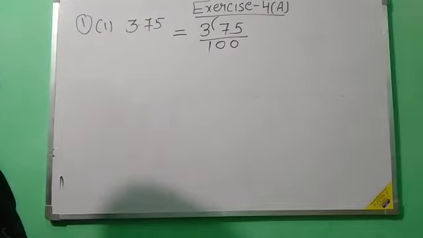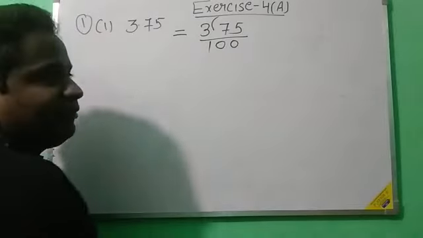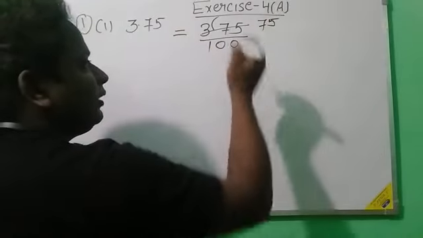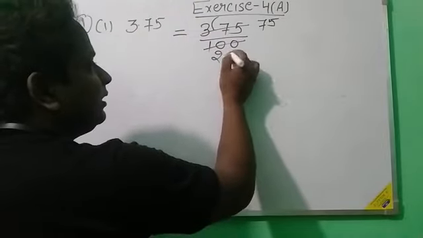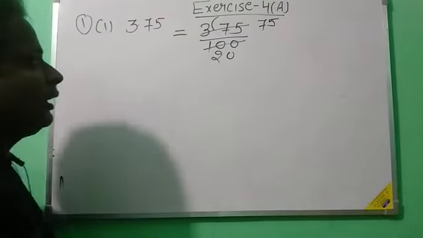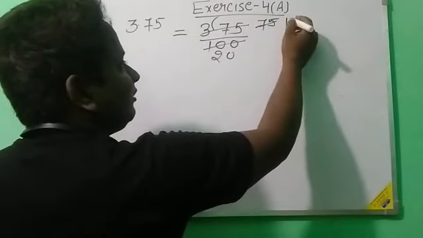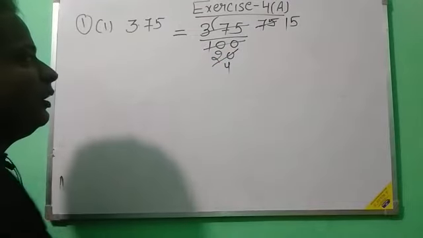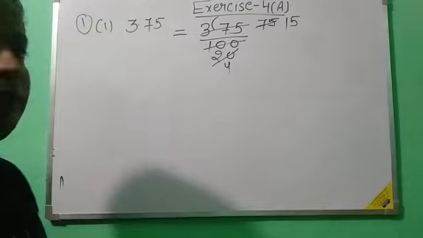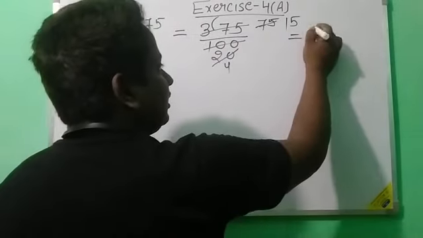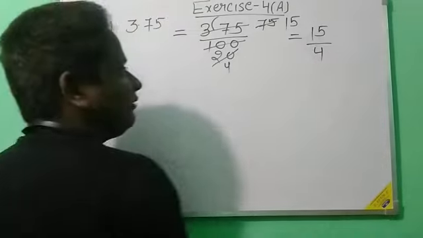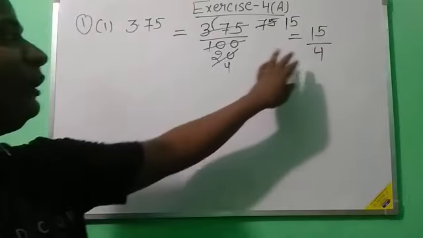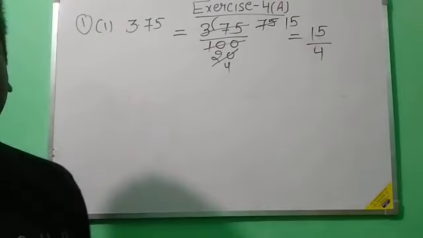Now reduce this fraction. This number will divide by 5. 5 7s are 35, 5 5s are 25, 5 2s are 10 and 0 as it is. Now again divide by 5: 5 1s are 5, 5 5s are 25 and 5 4s are 20. Now this will not divide by any common number, so we write it as it is. So my answer becomes 15 upon 4. So the decimal number 3.75 is equal to 15 upon 4 as a fraction.